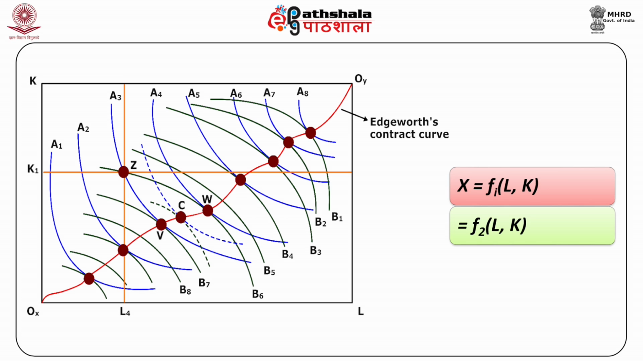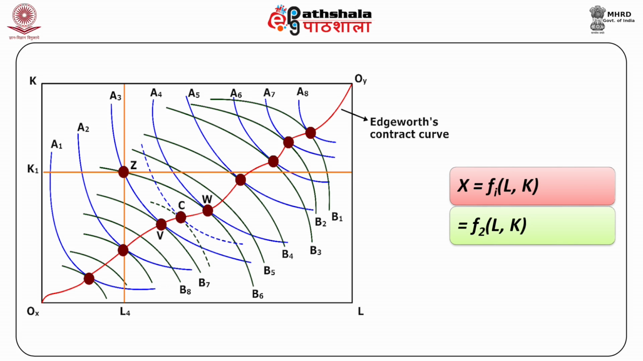More of this would be clear if we consider the other levels as well. Now, let us consider something like V. At V, what do we see? That at V, A3, which is the isoquant for X, is perfectly tangential to B7. So, we have another point which is showing the tangency between the two isoquants.